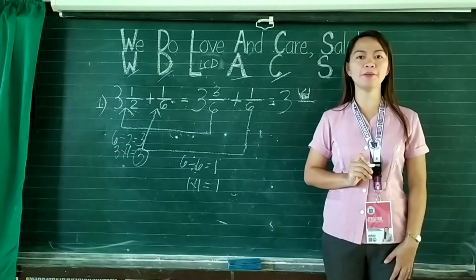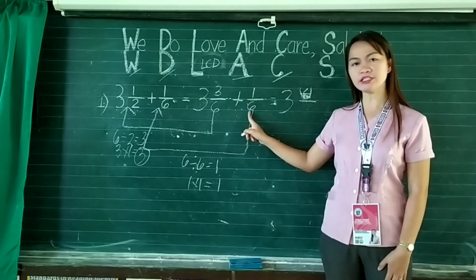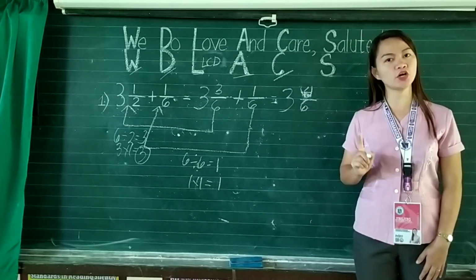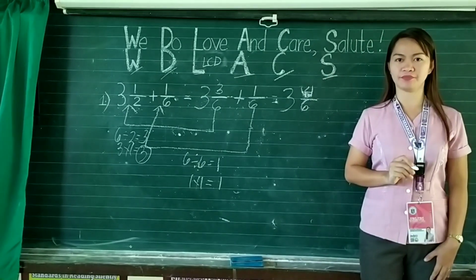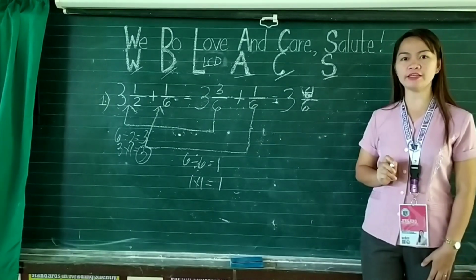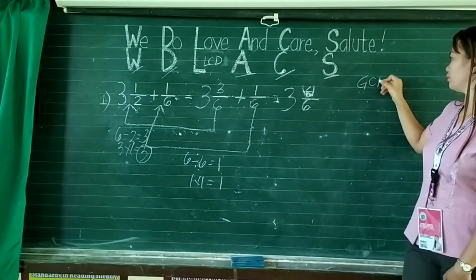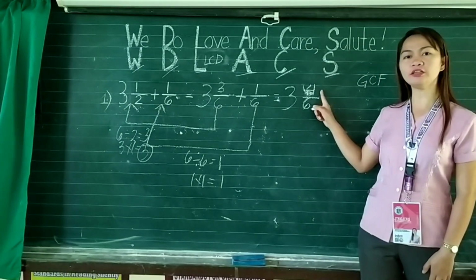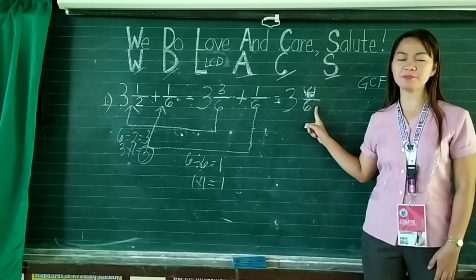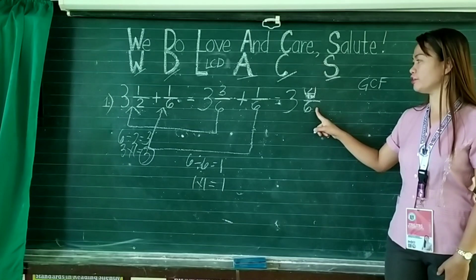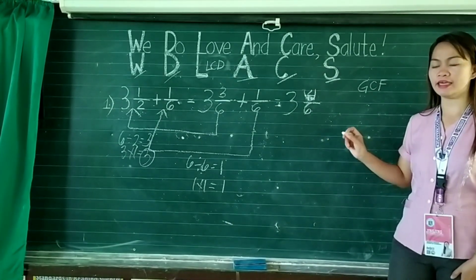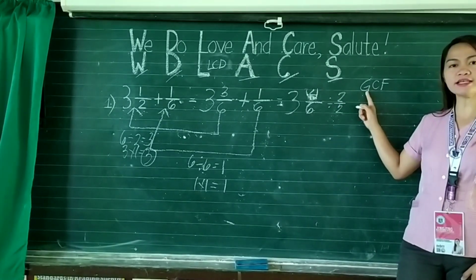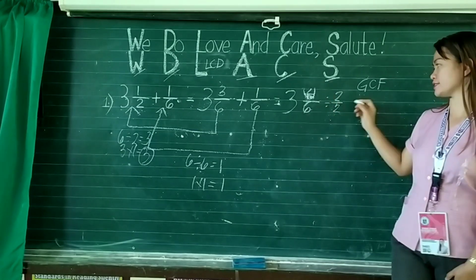Then, copy the common denominator. The common denominator is 6. So, we copy 6. What's the final thing to do? We're going to simplify. We simplify fractions by finding a GCF, or the greatest common factor. We must find a number that is divisible to its numerator and at the same time divisible to its denominator. And the number divisible to 4 and divisible to 6 is 2. So we write 2. And that is the greatest common factor of 4 and 6.